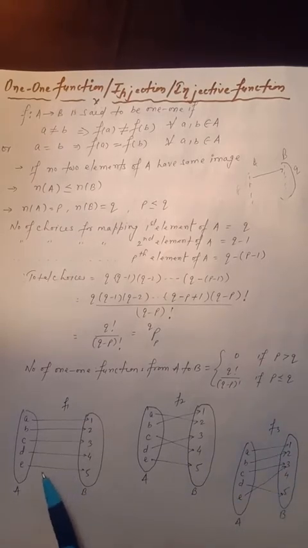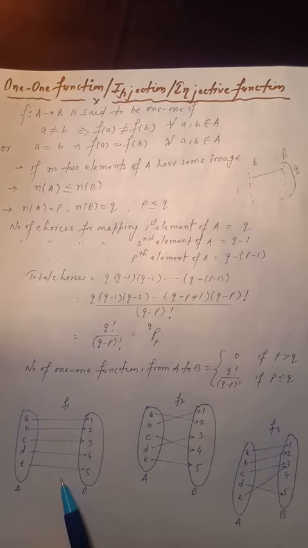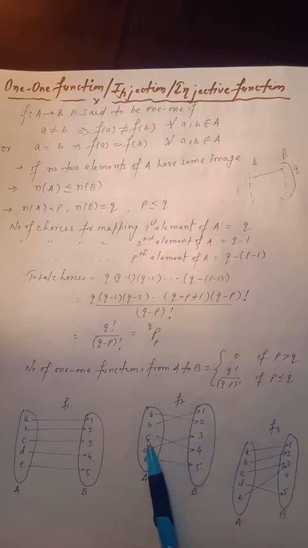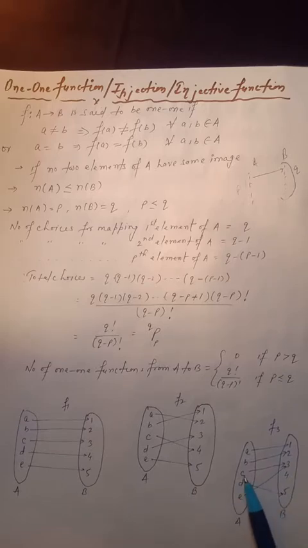Here you can observe different elements have different images, and we can say this function is 1-1. Here also image of A is 2, image of B is 1, it's 4 and it's 3 and it's 5. So this is also a 1-1 function. But here you can see this is not a 1-1 function, because image of E and image of C, these elements are different but their image is same, therefore this function is not 1-1. So when a function is not 1-1, we will say this is many-1.